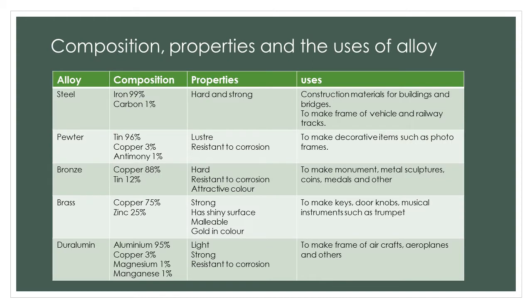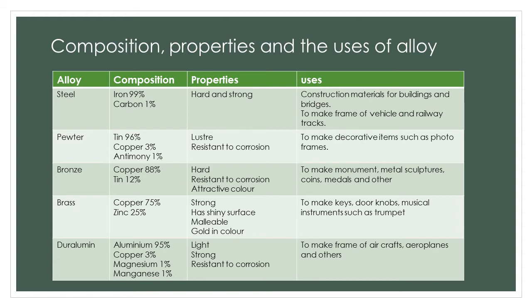Now we want to see examples of alloys and their properties as well as their composition. First we look at steel. The composition of steel consists of iron, about 99%, and carbon 1%. The properties are hard and strong. The use of steel is as a construction material for buildings and bridges, to make frames of vehicles and railway tracks. So this is the use of steel.